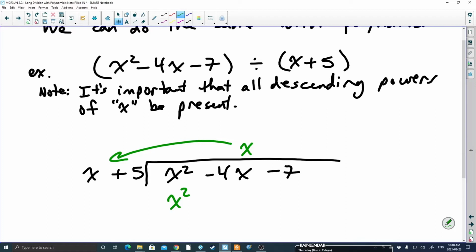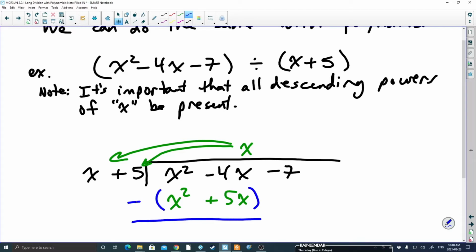But the problem is there's also a 5 here. And that x has to also multiply that 5, which is different from what we were doing with just numbers in long division. So x times plus 5 is going to be plus 5x. And now we're going to subtract down all of that stuff. Now I'm going to put a bracket here, and the bracket is there to remind me that I'm subtracting both the x squared and the 5x, and I'd strongly recommend you do the same thing.